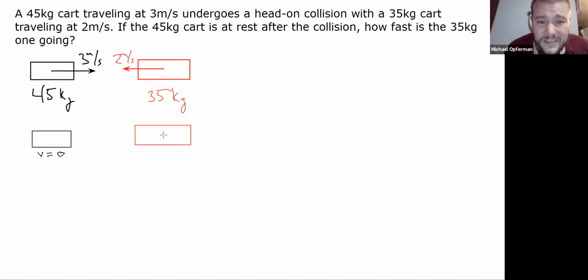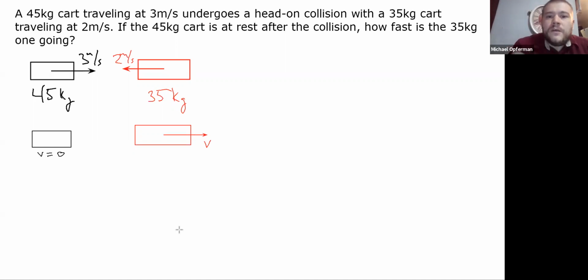Again, it doesn't matter if you have any good intuition about this. Just take a guess. Let's say, I think it's going to bounce off and go to the right because I don't know how the other one could be at rest if it plowed through. But anyways, it doesn't really matter. The important thing is just that we know what our guess is and we stick with it consistently.